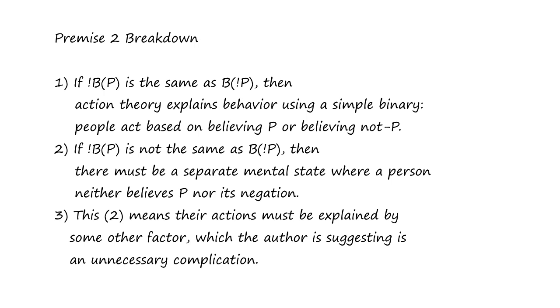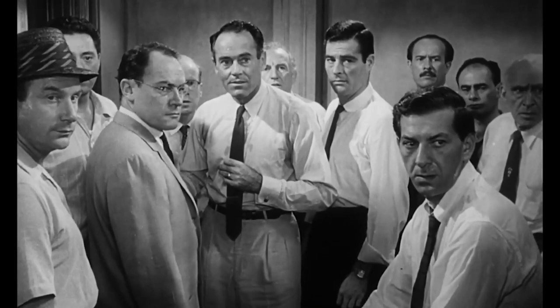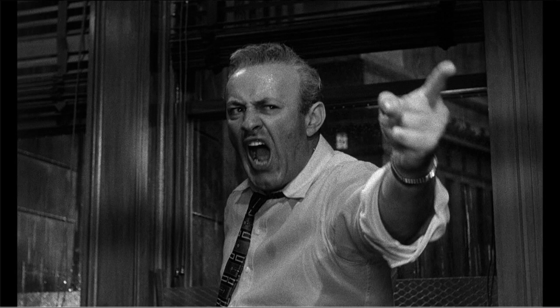It allows for cases where an agent is undecided, indifferent, or unaware. For example, a juror who neither believes the defendant is guilty nor believes they are innocent can still act, such as voting not guilty due to reasonable doubt. Premise 2 assumes an incomplete model of belief in action theory, failing to recognize that suspension of judgment, not believing P and not believing not P, is a legitimate cognitive state that influences action.